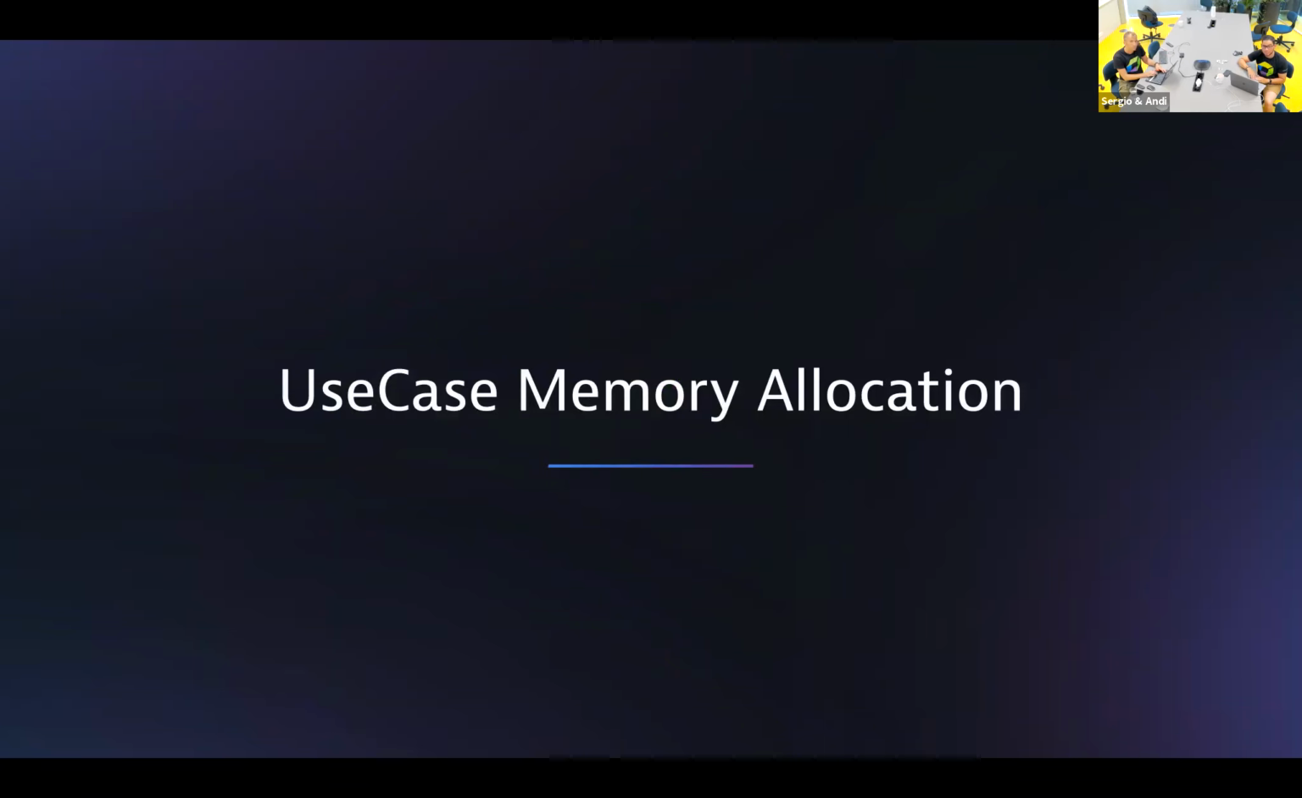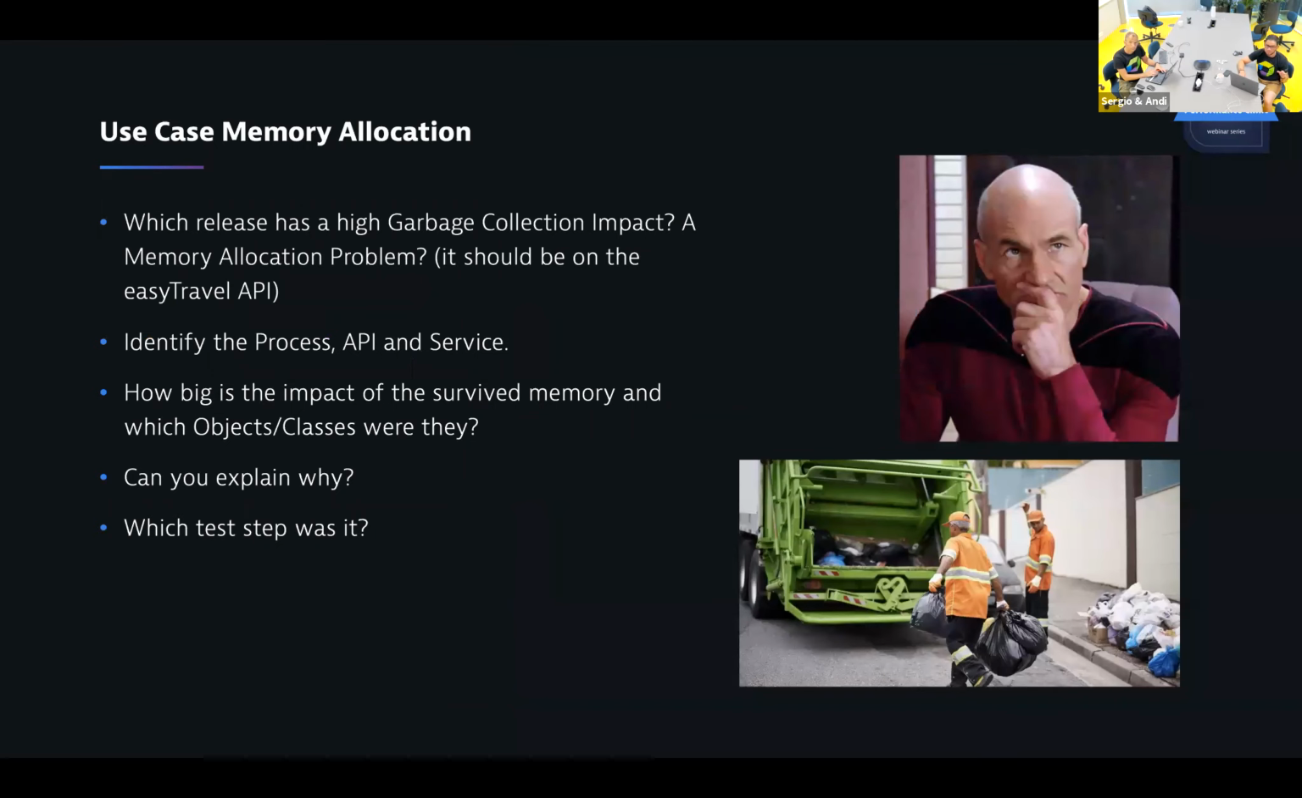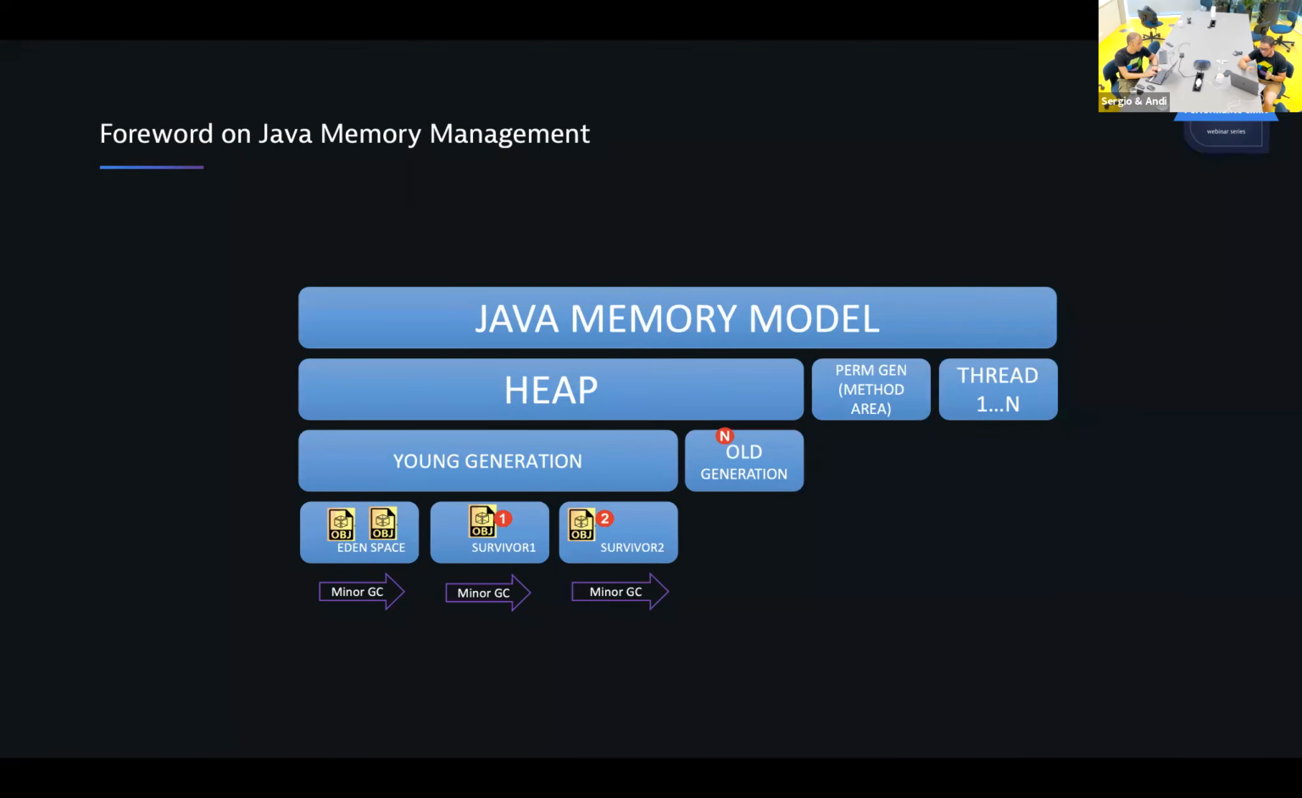So we're going to start with memory allocation. Before we do the hands-on, I just want to explain a little bit of theory, what the issue can be of memory allocation, right? So we have, again, captain performance, and we're asking him the question, hey, which release has a high garbage collection impact, a memory allocation problem, right? So we should identify the process, the API. With API, I mean the package. Is it a third party, a first party, or some other software that we have in the application? Which service is it? Which objects and classes are affecting? Why is it this? And is it a specific test step, a specific request that is the one that is slow, right?